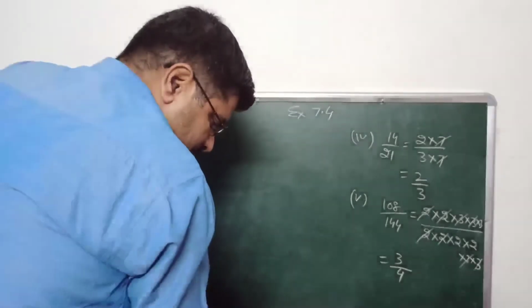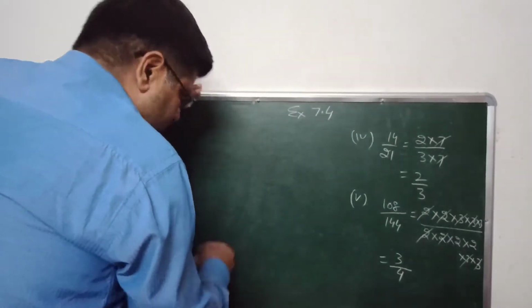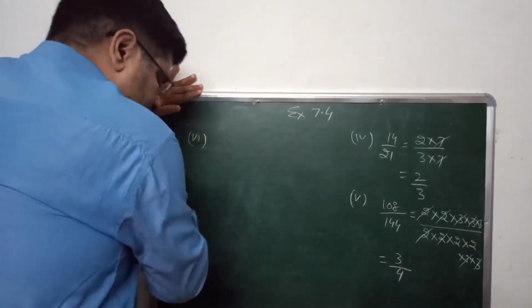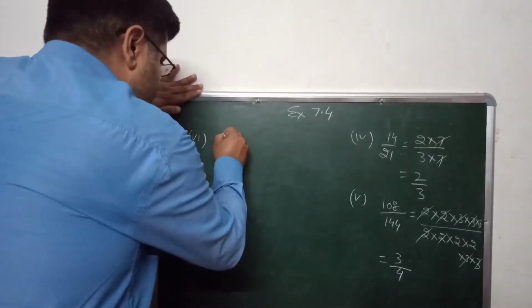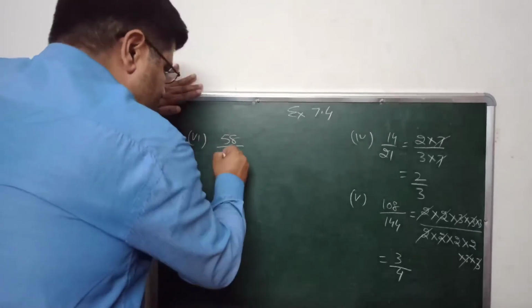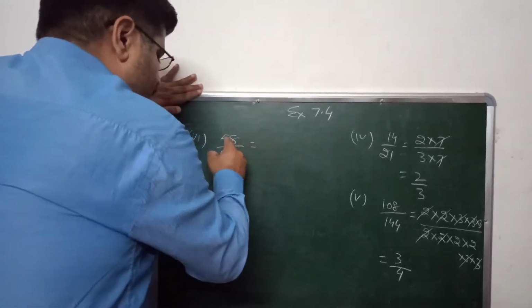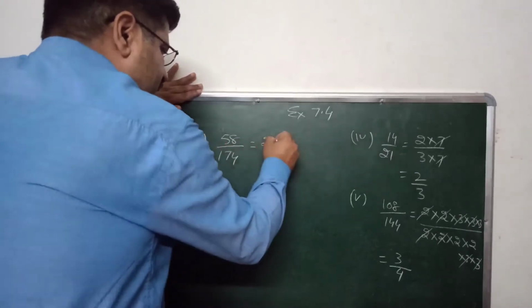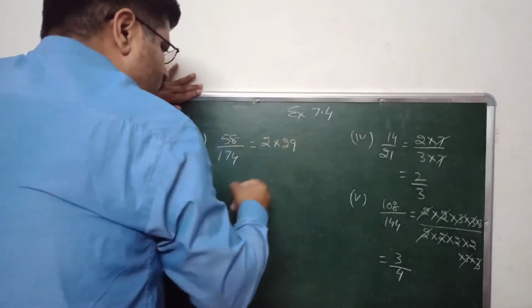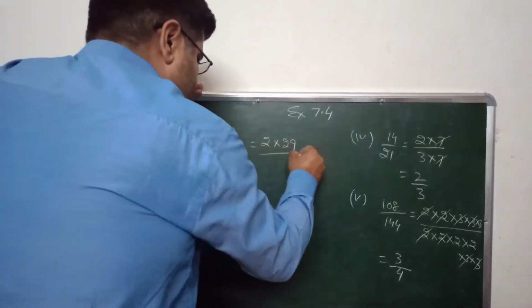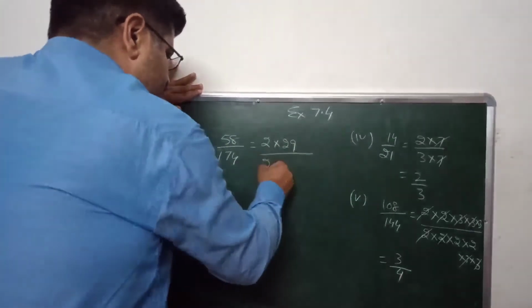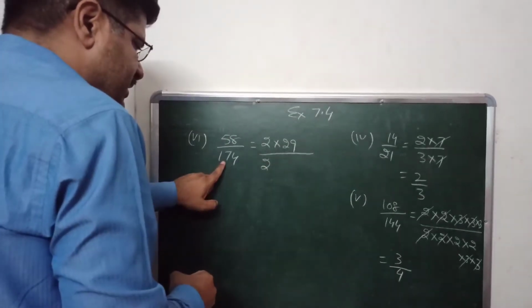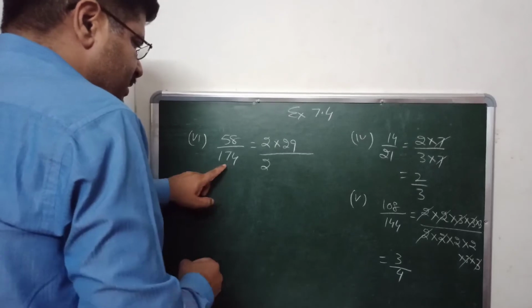And sixth part is 58 upon 174. 58 is divisible by 2. 2 29s are 58. Now 174, 2 8s are 16.